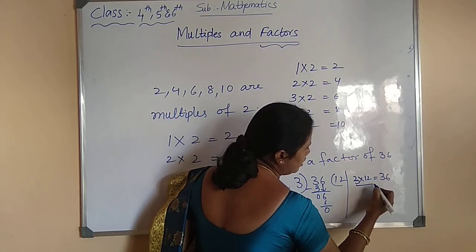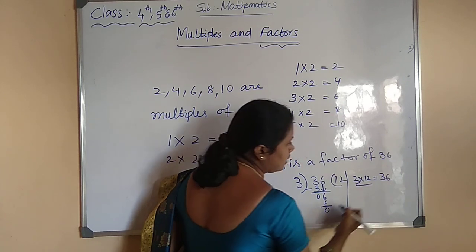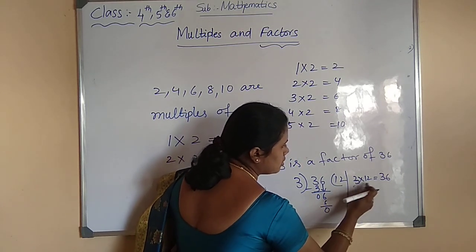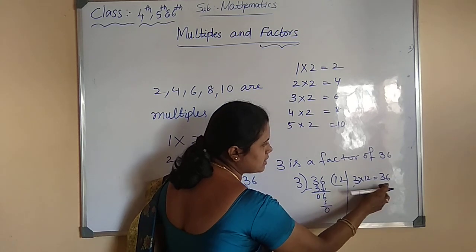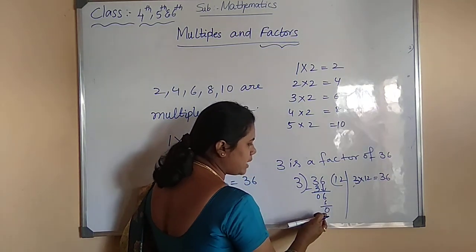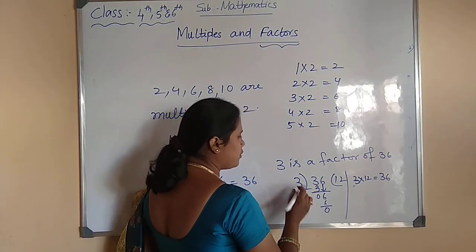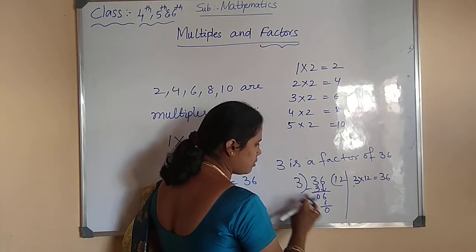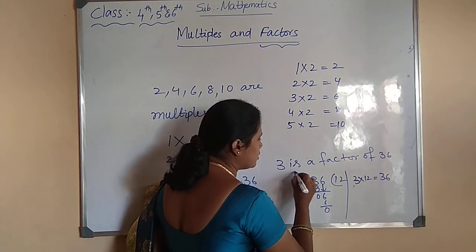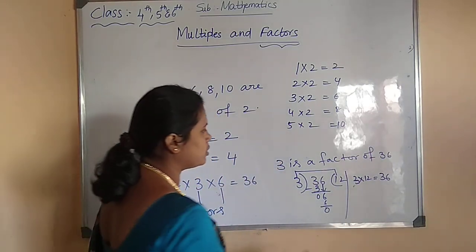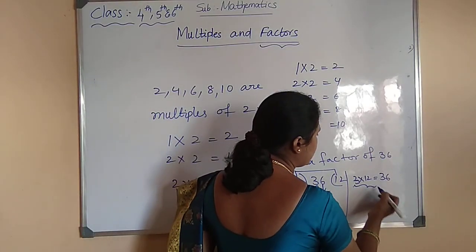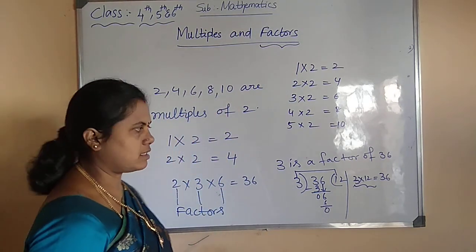Then 3 12s are 36. Then this 36 is a product. These 3 and 12 are the factors of 36. If you divide 36 with 3 and the remainder is 0, then the divisor and quotient, both are factors. 3 and 12, both are the factors.